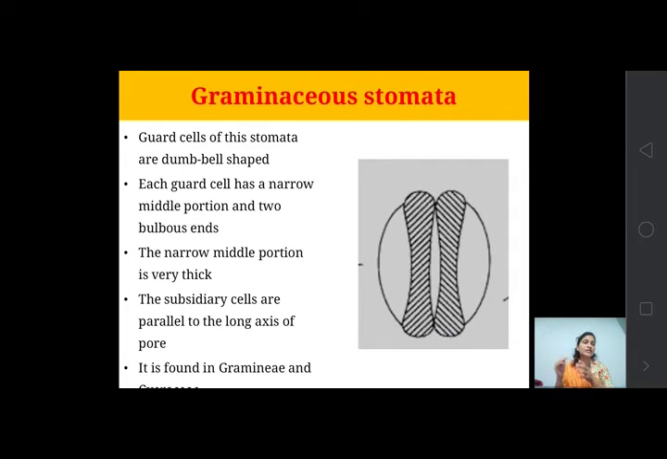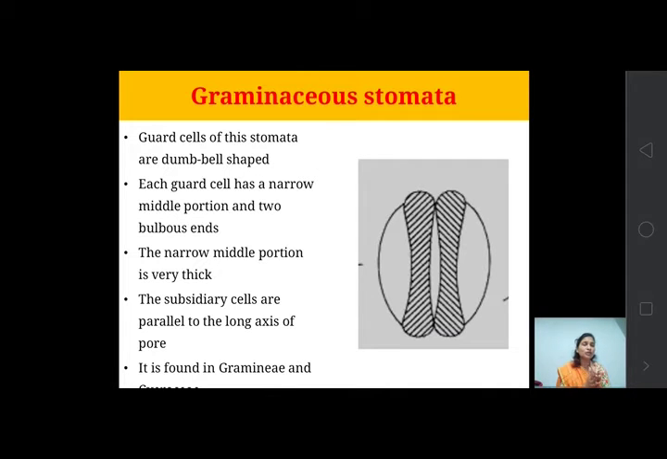So it is somewhat like the parasitic, but the difference between the parasitic and the graminaceous stomata is in the shape of the guard cells. In parasitic, the shape is bean or kidney shaped, whereas in graminaceous stomata it is dumbbell shaped. Okay, so this is the fifth type, graminaceous stomata, and it is found in the Gramineae family. This is the last type of stomata.